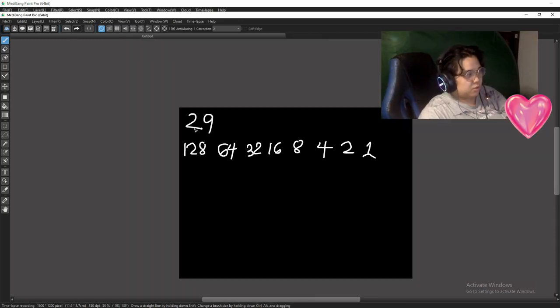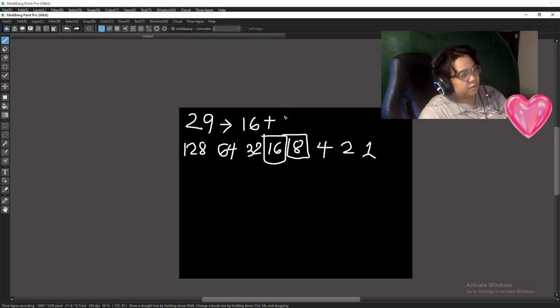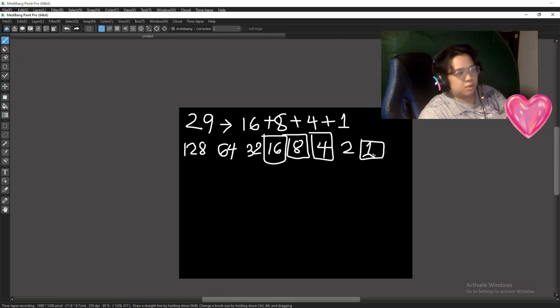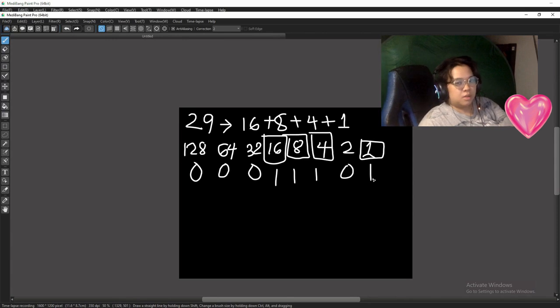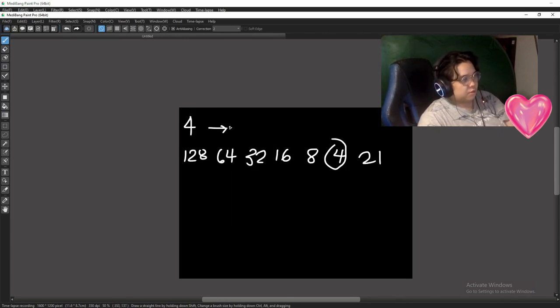So for 29, we're going to subtract 16 from 29. So 29 minus 16 is 13. And 13 minus 8, we have 5. So we can go ahead and put this here. And 5 minus 4 is 1. And 1 minus 1 is 0. Let's convert these into binary. This is 0, 0, 0, 1, 1, 1, 0, and 1. For 4, it's simple, we're going to subtract 4 from 4 itself. So 4 minus 4 is 0. We only have 1 in this set of numbers. So 0, 0, 0, 0, 0, and then 1, then 0, 0.